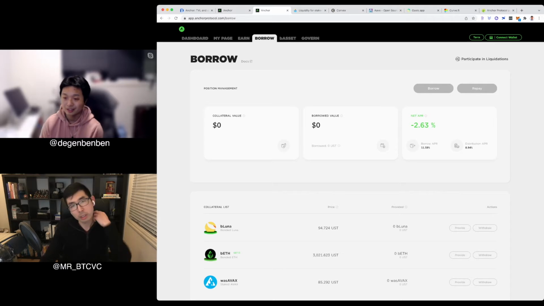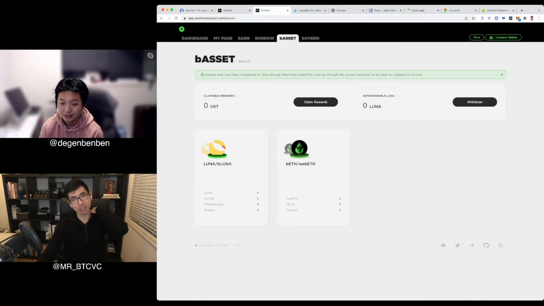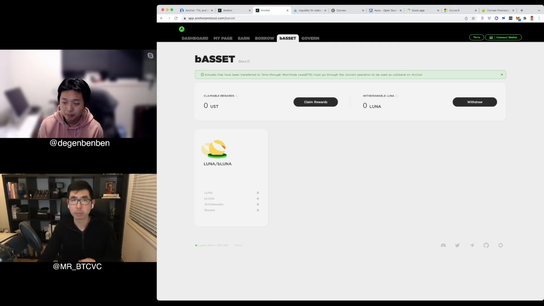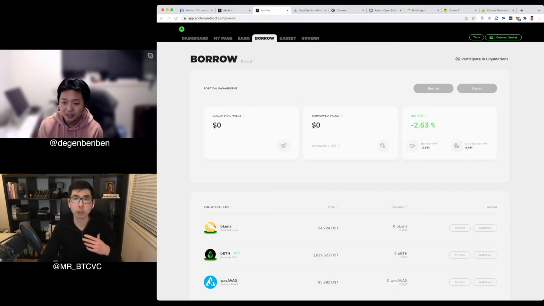So this is where your liquid Luna or your liquid ETH can be deposited as collateral. You can then choose to borrow against it. And what's attractive is that you get paid to borrow. It's negative 2.63 to borrow.